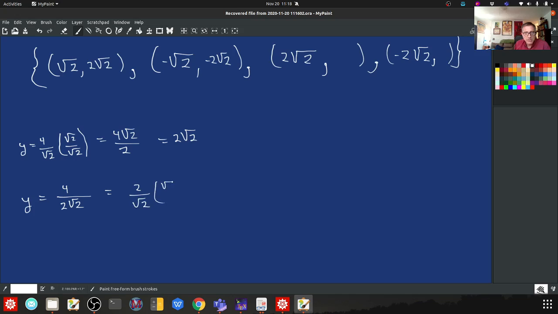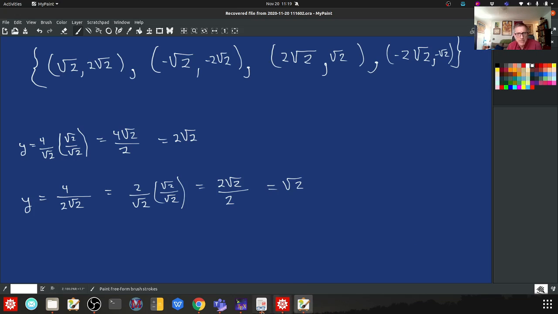And when I rationalize the denominator by multiplying by 1, disguised as the square root of 2 on the square root of 2, I get 2 times the square root of 2 on 2. The square root of 2 times the square root of 2 is 2. The 2's cancel. I get the square root of 2. And then I'm going to get minus the square root of 2 for the last. I'm not going to bother to check, but it would be interesting to see what this looks like.